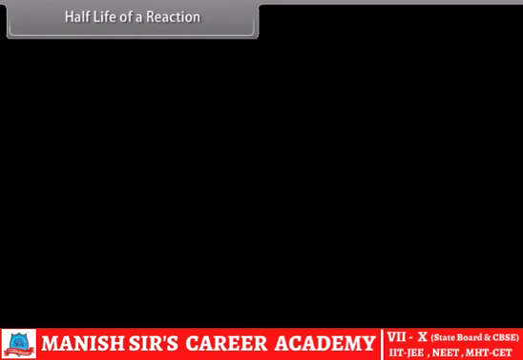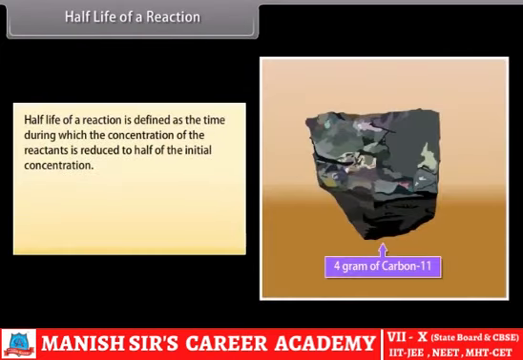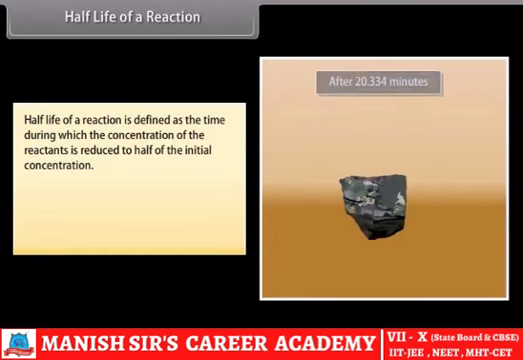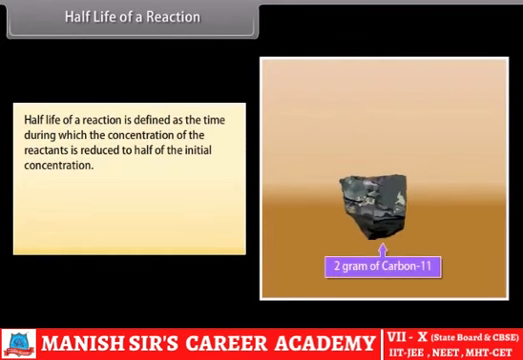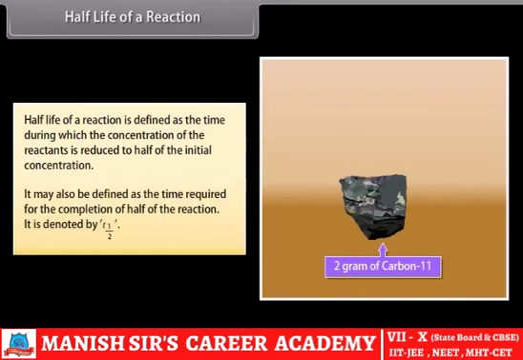Half-life of a reaction. Half-life of a reaction is defined as the time during which the concentration of the reactants is reduced to half of the initial concentration. It may also be defined as the time required for the completion of half of the reaction. It is denoted by t half.